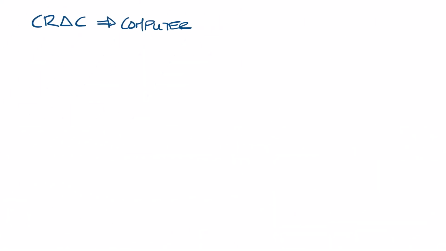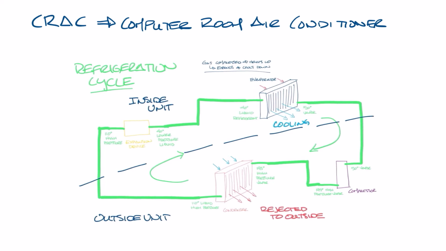CRAC stands for Computer Room Air Conditioning. There are several videos in our NSW HVAC Academy series that cover the basic components of the refrigeration cycle, but I'll do a quick refresher here. Let's pull in this drawing of the refrigeration cycle. So starting down here, the compressor compresses the refrigerant into a high temperature vapor. The refrigerant then goes to a condenser where a fan blows air over the heat exchanger or coil, and the heat is rejected to the outside.